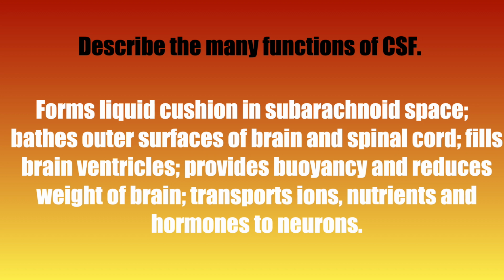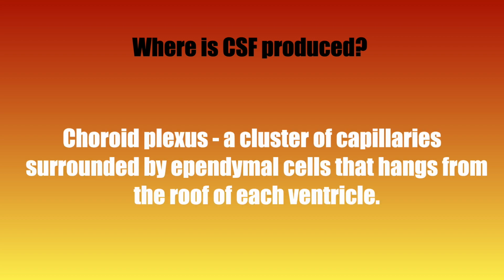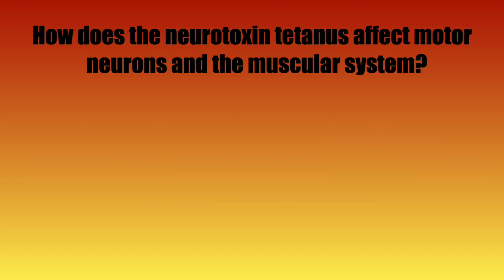provides buoyancy and reduces weight of brain, transports ions, nutrients, and hormones to neurons. Where is CSF produced? The answer is choroid plexus, a cluster of capillaries surrounded by ependymal cells that hangs from the roof of each ventricle. How does the neurotoxin tetanus affect motor neurons and the muscular system?